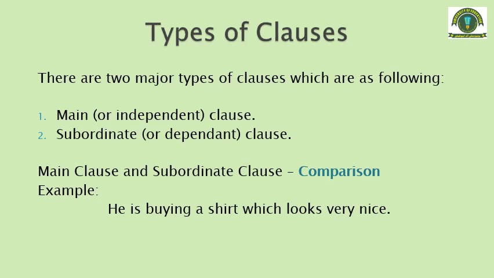We have one example over here. Let's talk about that. He is buying a shirt. He is a subject. Yes or no? Yes, he is a subject. Is buying a shirt. It's a complete predicate. It means we got a clause over here, that is he is buying a shirt. Yes? Yeah, cool.